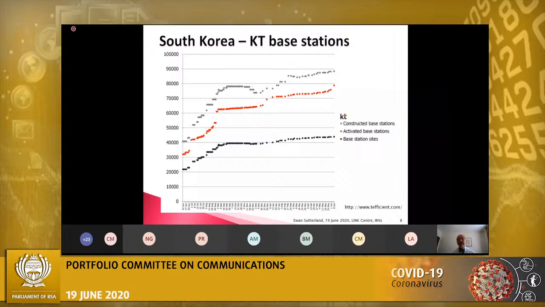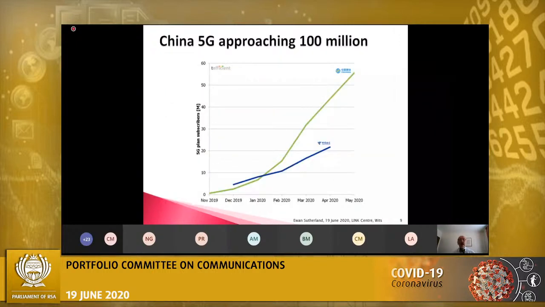delivered to consumers. China looks to be approaching 100 million 5G customers. I think there's a question as to whether they've actually got 5G handsets or whether they're just on 5G subscription plans. But yeah, that's kind of what you expect. These are competing state-owned mobile operators, but able to buy their equipment domestically.